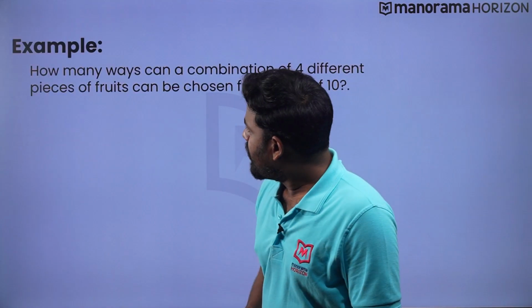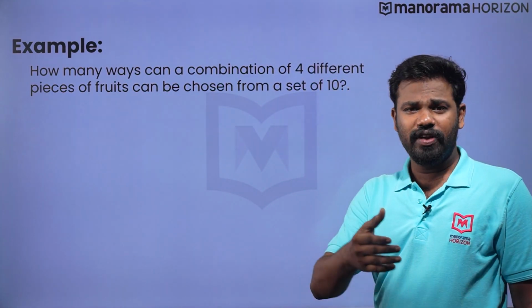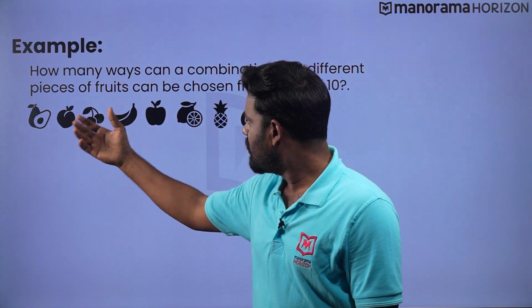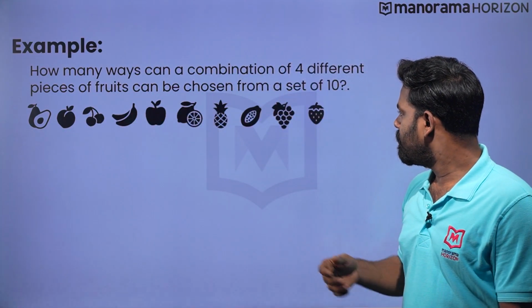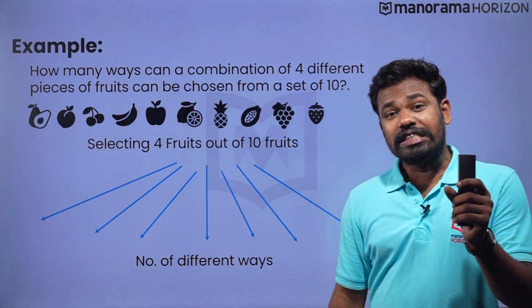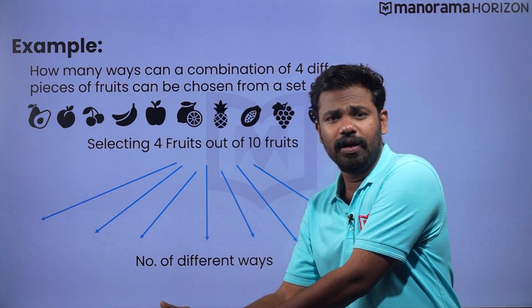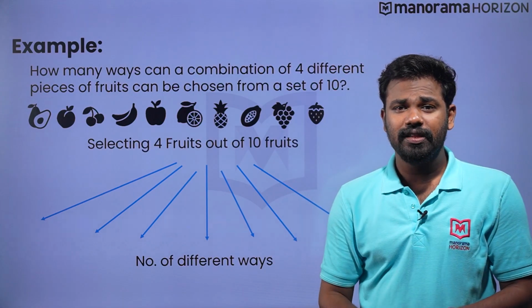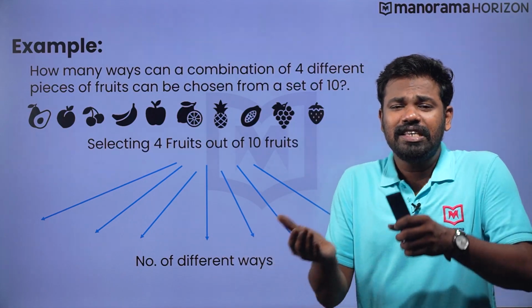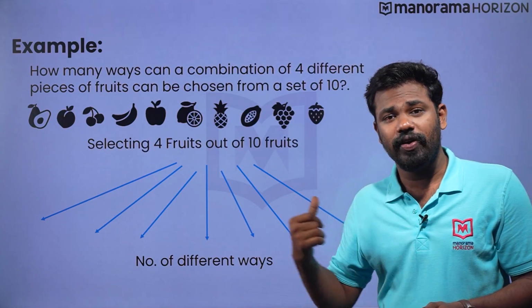Now one example I'm taking here: in how many ways can a combination of 4 different pieces of fruit be chosen from a set of 10? So you have 10 fruits in front of you and you have to select 4 from them. Here you can see different fruits, avocados, bananas, apples, grapes, etc. There are 10 fruits and I'm asking you to select 4. If I ask you to select 4, you might select a particular set. If I ask your friend, he might select another set of 4 fruits. So the selections will be different for each person, right? In total, how many ways are these selections possible? That is what we are going to check here.